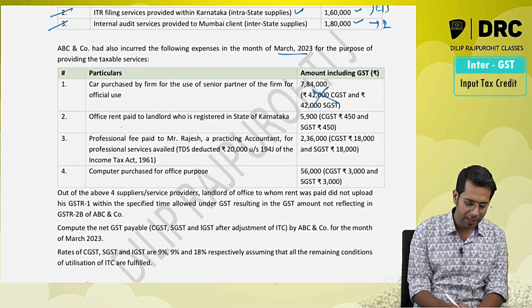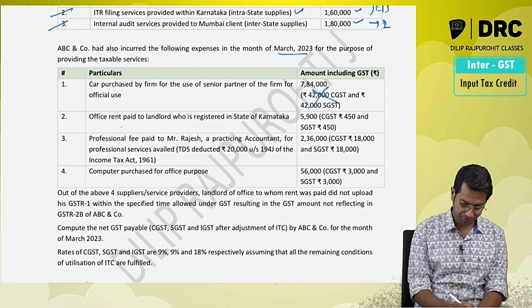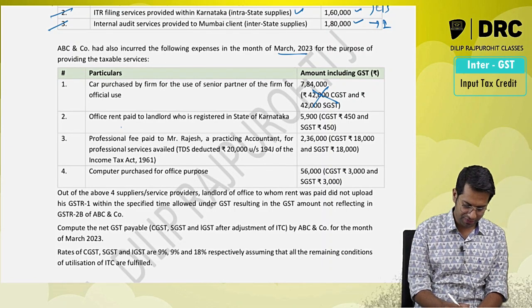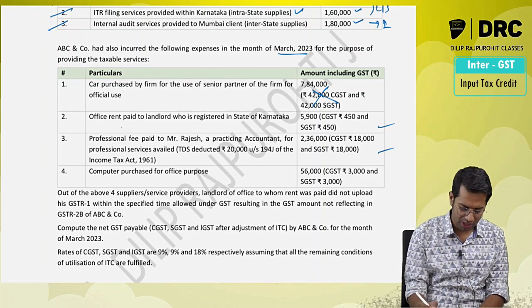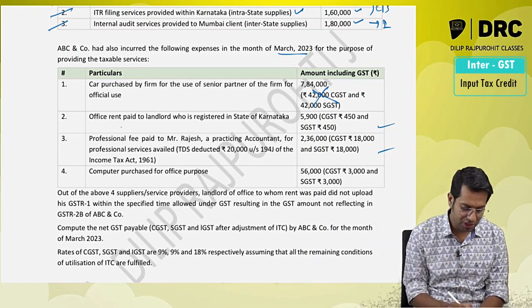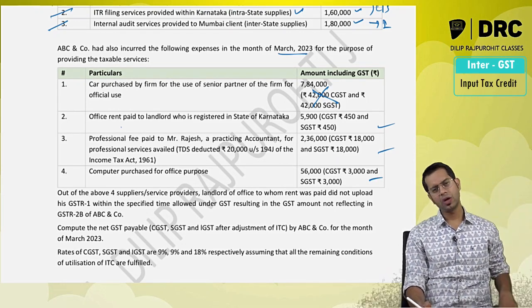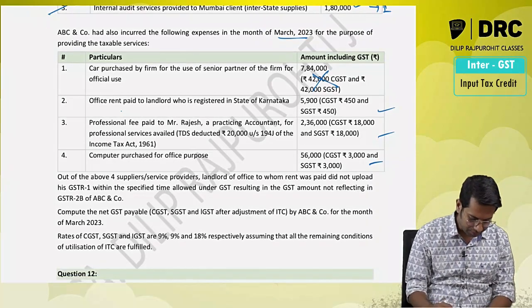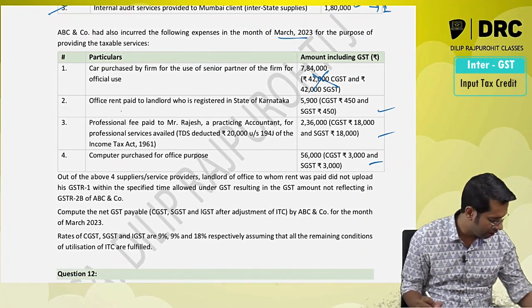Professional fees paid to Mr. Rajesh, a practicing accountant, for professional services availed. TDS was the, okay, some story they have written. So professional services, yes, you can take ITC, provided other conditions we'll have to see. Computer purchased for office purpose, yes, ITC can be taken provided they have not capitalized the tax amount. So amount, they have given amount including GST.